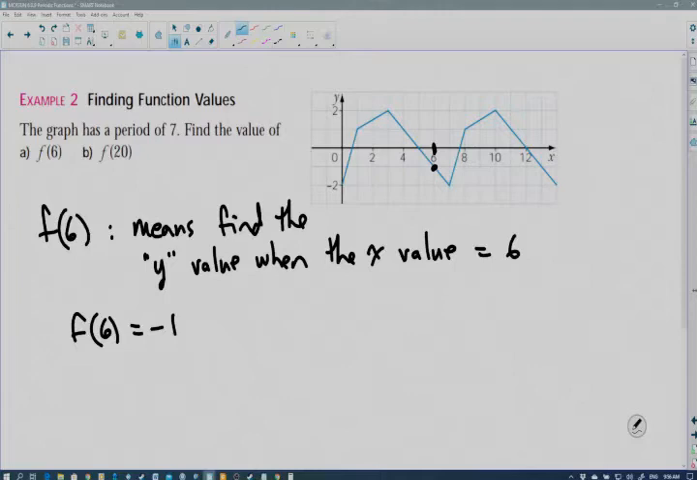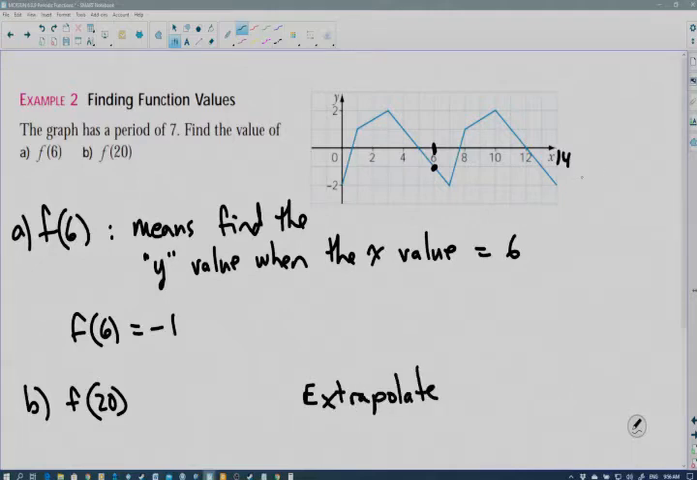Now, how would I go about finding f of 20? So the first thing I want you to notice is the graph doesn't go all the way up to 20. It's going up by 1. So 11, 12, 13, 14, yes. So it goes up to 14. It doesn't go all the way up to 20. So that means we have to extrapolate. We're going beyond the values on the graph.